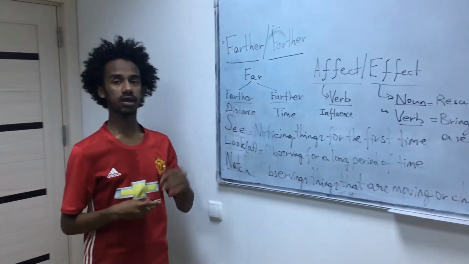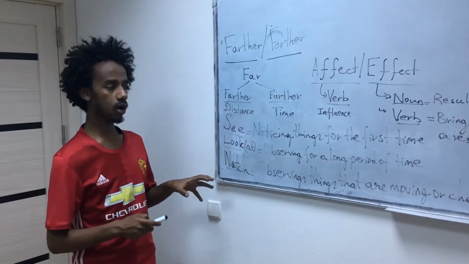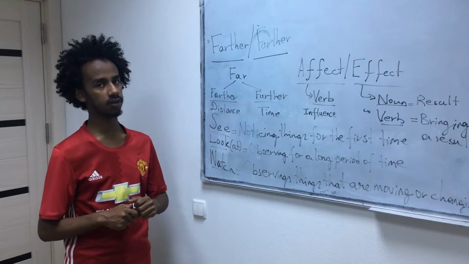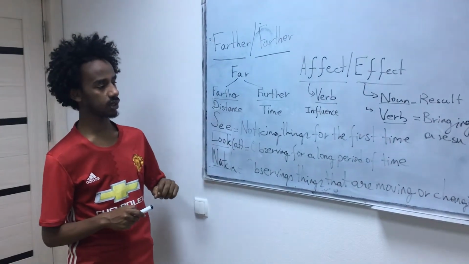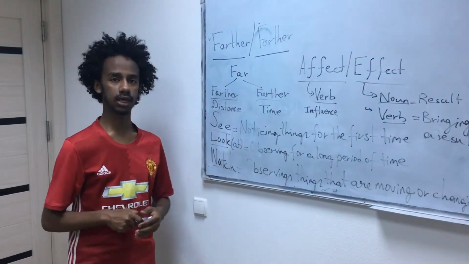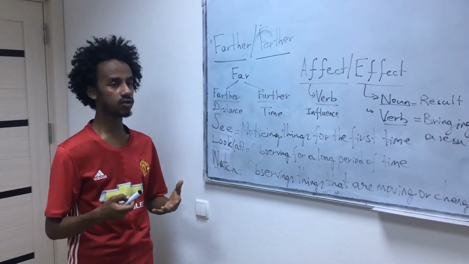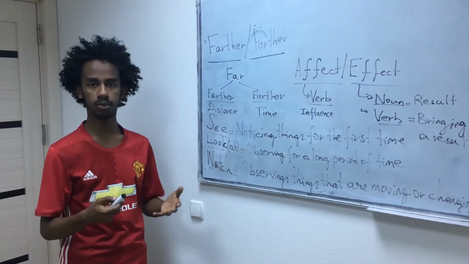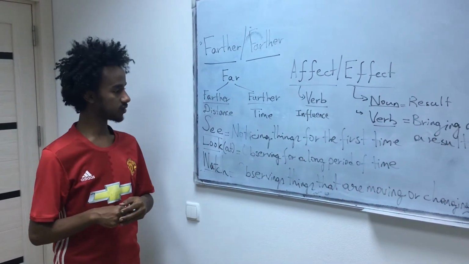See would be noticing things for the first time. Look at and watch have the same definition of observing something for a long period of time. However, watch becomes different in which it's about watching things that are moving or changing. For example, a movie or an art piece, a theater piece, or something similar to those.